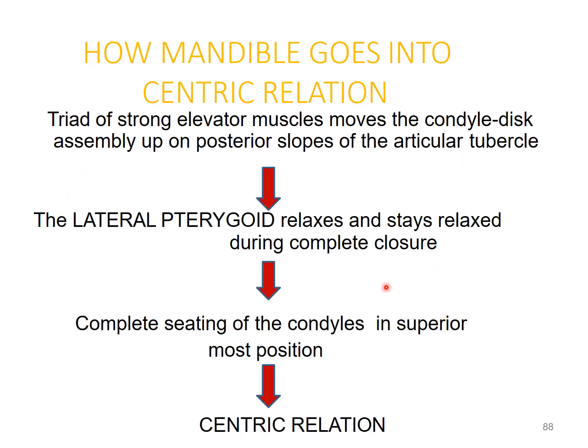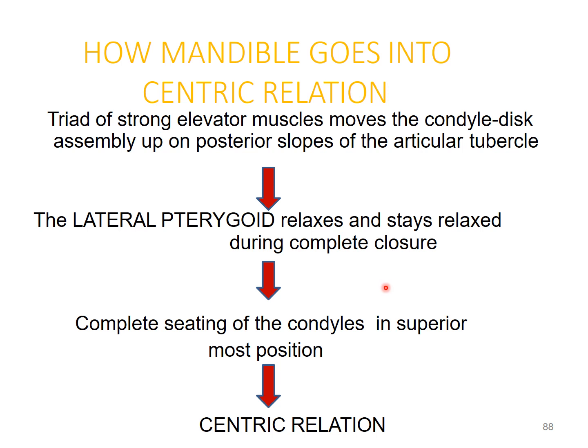Okay, so how does the mandible go into centric relationship? We have the strong elevator muscles that move the condyle disc assembly on the posterior slopes of the articular eminence or the articular tubercle. The lateral pterygoid relaxes now, because the lateral pterygoid is a depressor muscle. So a lateral pterygoid does not have any role here. Only the masseter, temporalis, and the medial pterygoid, these three elevate the mandible, take it back in the most unstrained position dictated by the anatomy of the disc, the joint.